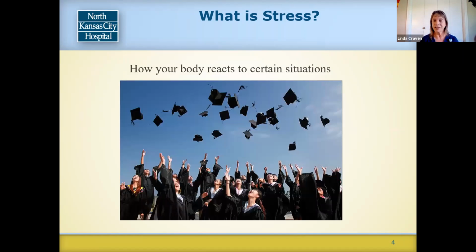However, in this situation, these graduates are definitely having a positive reaction to their stress. So they've worked really hard for something, probably even standing in line waiting to get that diploma and the degree. They were probably feeling stressed, but it prompted them to be able to celebrate something they've done really well in life.